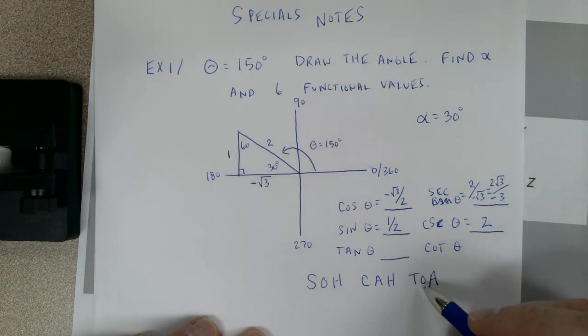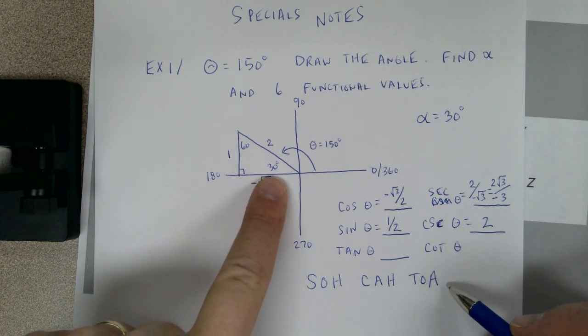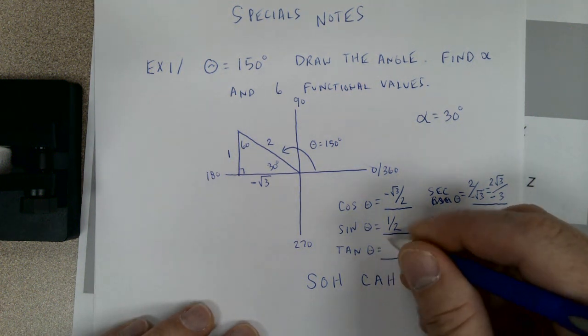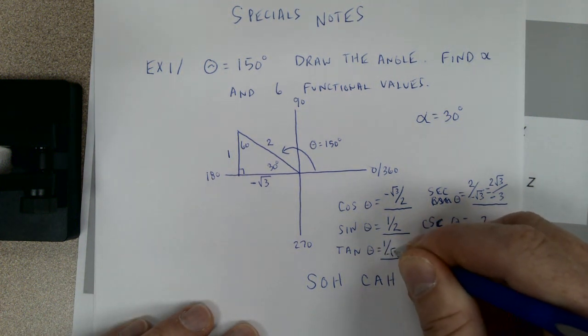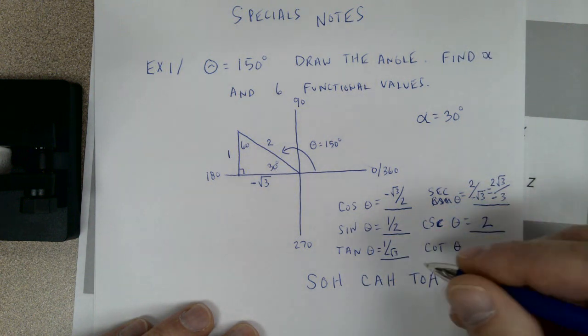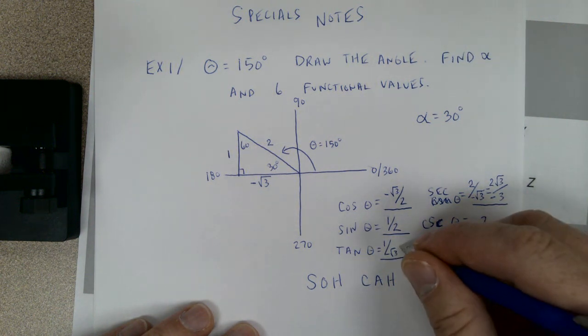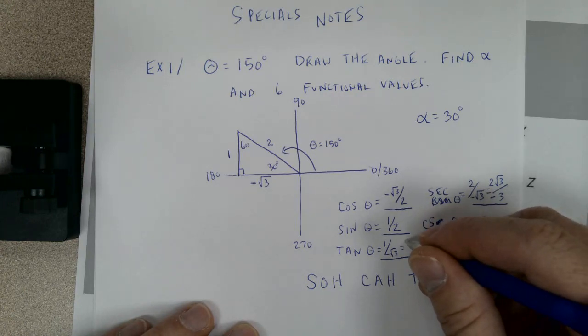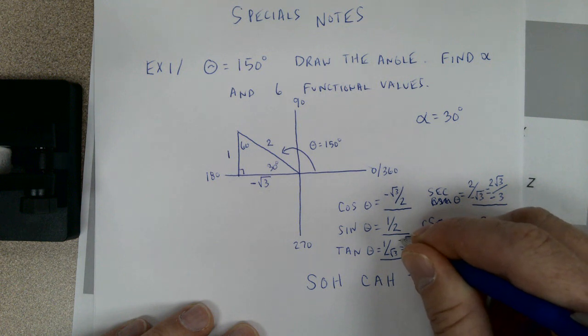I'm ready to do my tangent. Tangent is opposite over adjacent. Well, opposite is 1, adjacent's negative radical 3. So 1 over negative radical 3. Again, I'm not going to leave the radical on the bottom. That's going to become, looks like radical 3 over 3. And again, that's going to be negative.